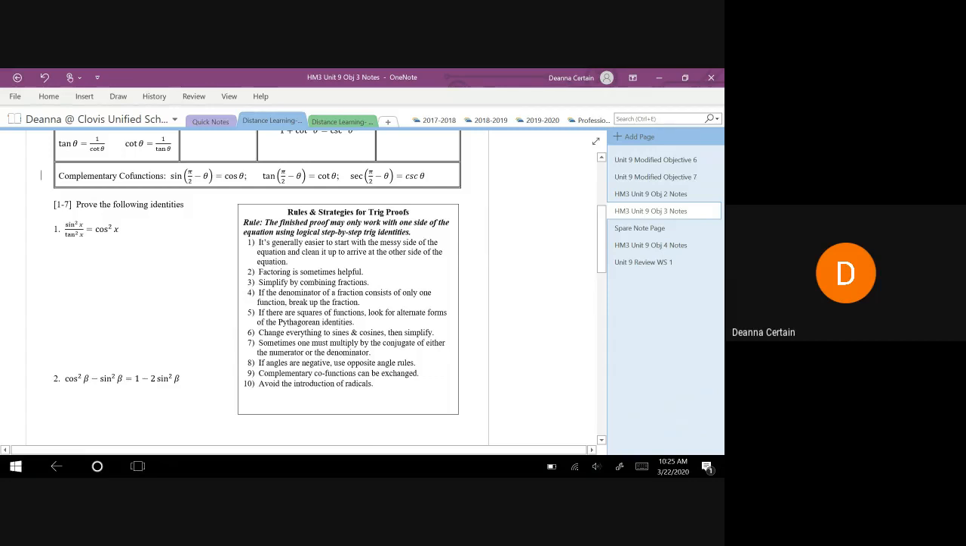I do want to highlight a couple of ones that we haven't talked about in a while. The first one, let me see if I can write it here, number 4, is if the denominator of a fraction consists of only one function, you could break up the fraction. In essence, what you're doing there is undoing common denominators. And so I'm going to show what that looks like in a short bit here.